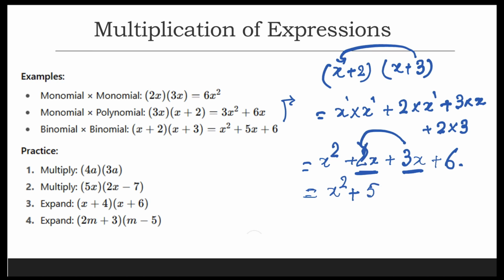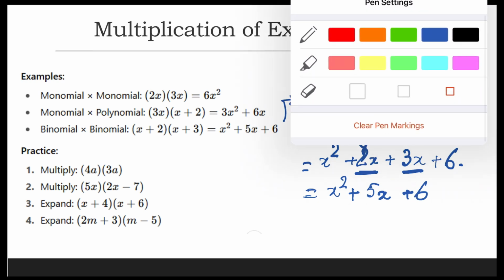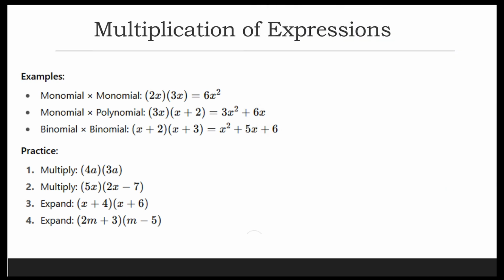So 2 plus 3 is 5, 5x plus 6. So for any kind of expression we just have to remember: in case of addition we add the coefficients, in case of multiplication we simply add the powers. So let's do these also.